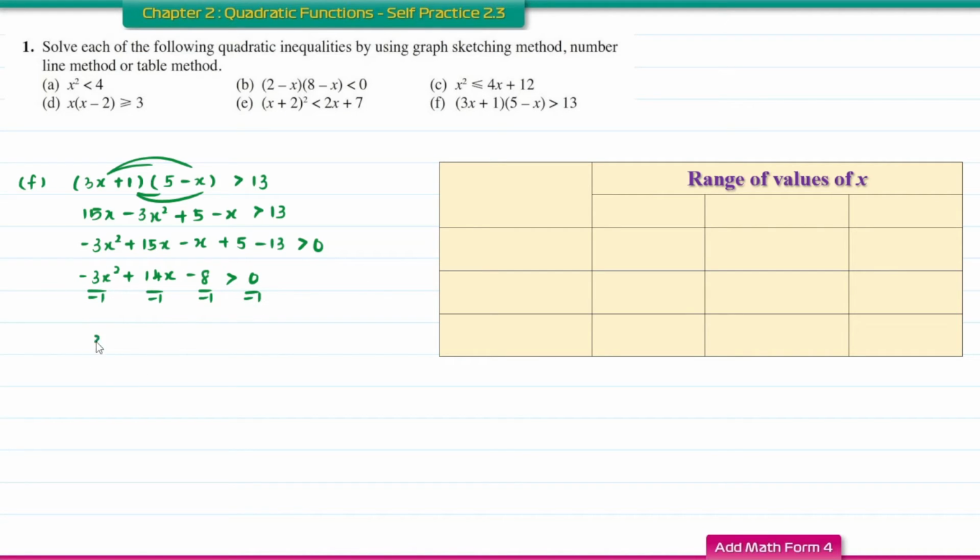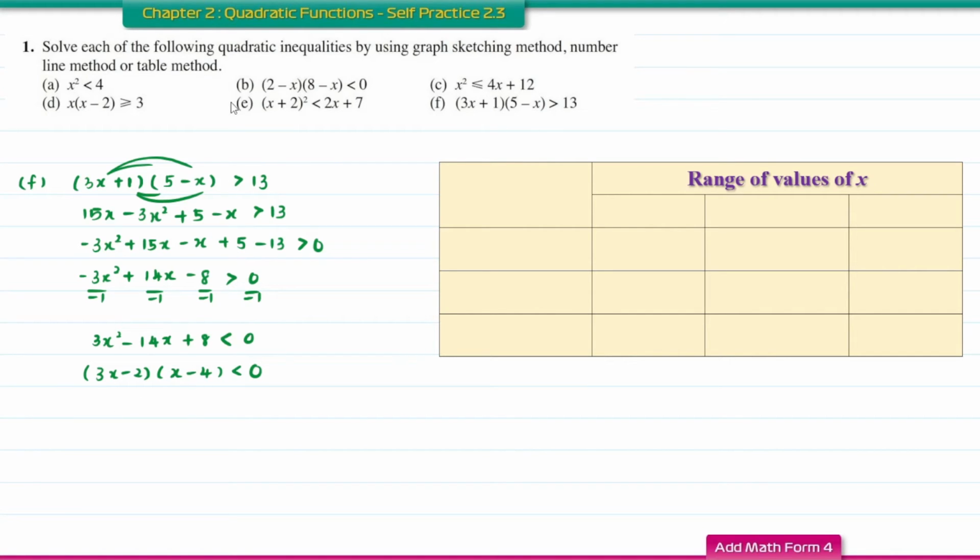So here I'm going to have 3x squared minus 14x plus 8. When you divide an inequality by a negative number, the sign will be reversed. Now it's going to be less than 0. For the factorization part, you're going to get (3x minus 2)(x minus 4) less than 0.